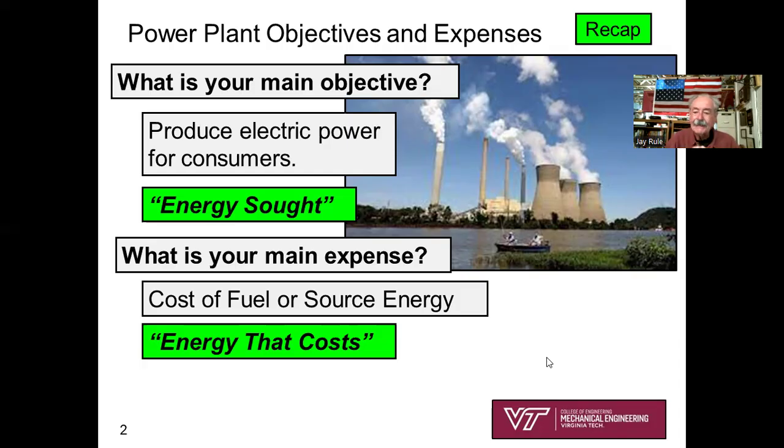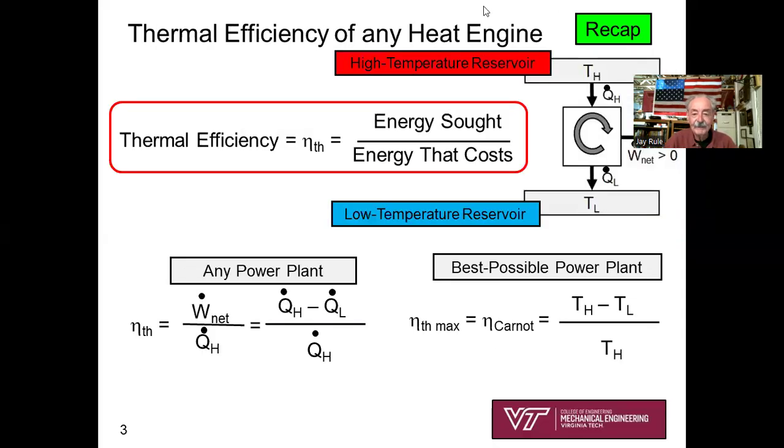Now, what's your main expense for running a power plant? Other than salaries, perhaps the cost of fuel or source energy. That's going to be one of the major budget items of running a powerhouse or power plant. That would be considered the energy that costs, wouldn't it? Energy sought and energy that costs. If you watch my videos, you know what's coming. Well, if you know the energy sought and the energy that costs, you've defined the thermal efficiency.